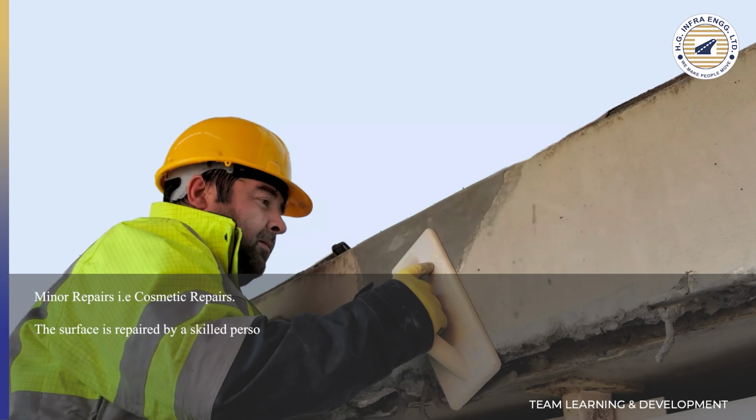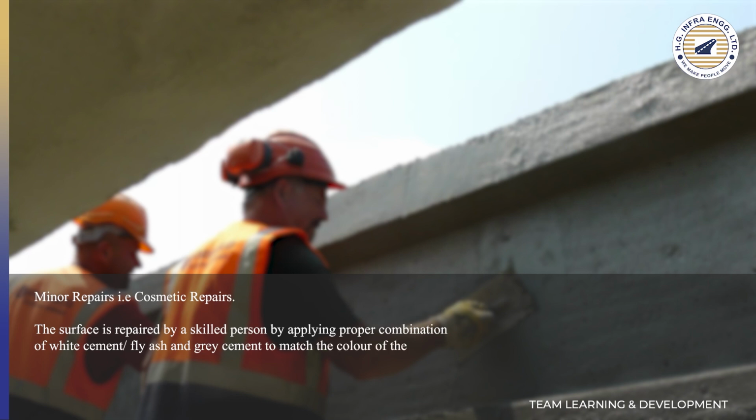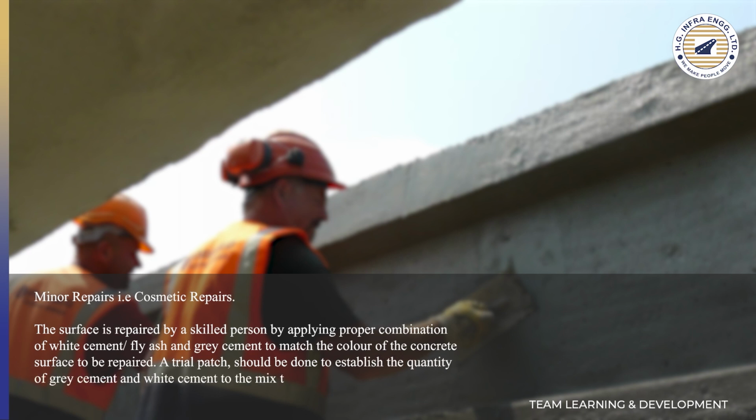First, the surface is repaired by a skilled person by applying a proper combination of white cement, fly ash and grey cement to match the color of the concrete surface to be repaired. A trial patch should be done to establish the quantity of grey cement and white cement to add to the mix to ensure the color matches with the surface.